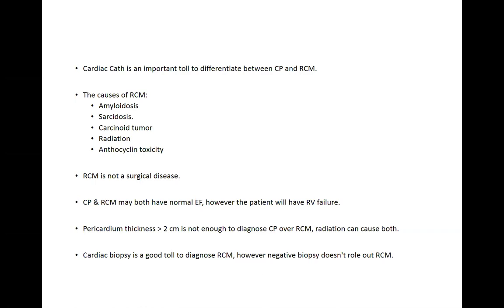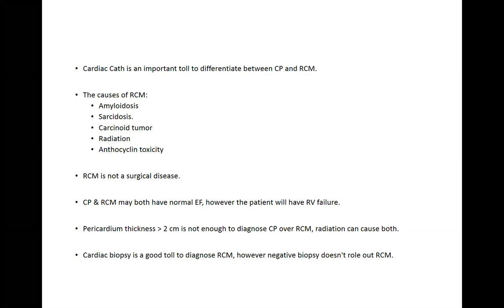With constrictive pericarditis and restrictive cardiomyopathy, sometimes both can have a normal ejection fraction. However, patients with restrictive cardiomyopathy usually have RV failure because of impairment of the right ventricular myocardium. In constrictive pericarditis, the RV is usually normal. Pericardial thickness of more than 2 centimeters is not enough to say this is constrictive pericarditis versus restrictive cardiomyopathy.